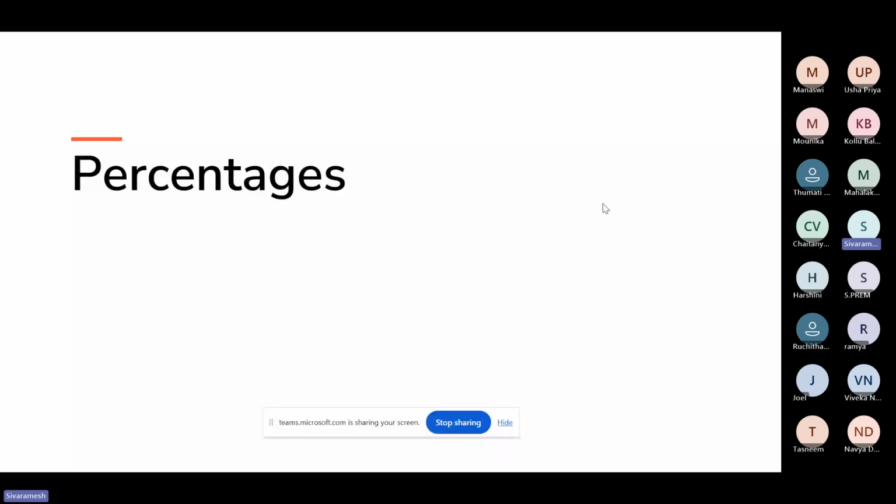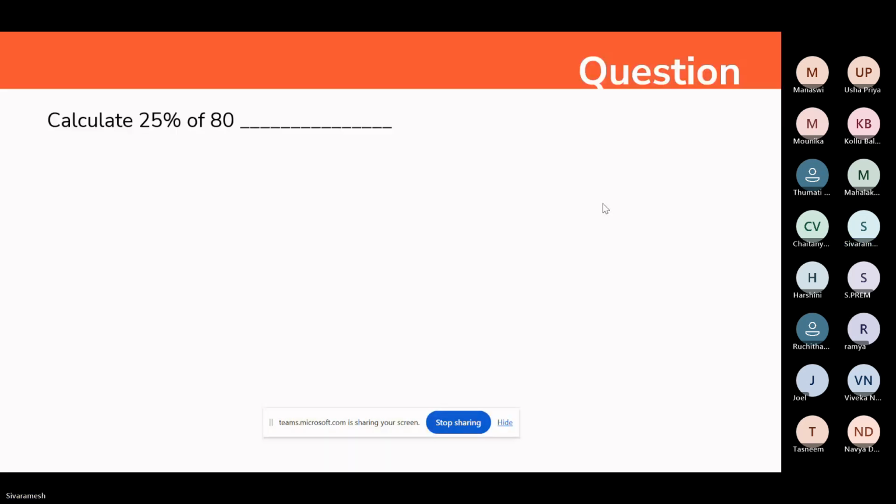Okay, today we'll try to solve questions on percentages. I'll just tell you some basic questions. Can you answer this question? First we'll discuss 4 to 5 very basic questions just to revise what we discussed in yesterday's class. Can you tell the answer for this?